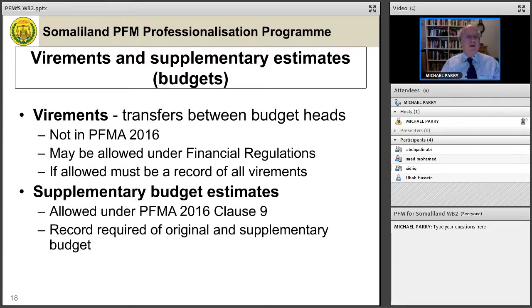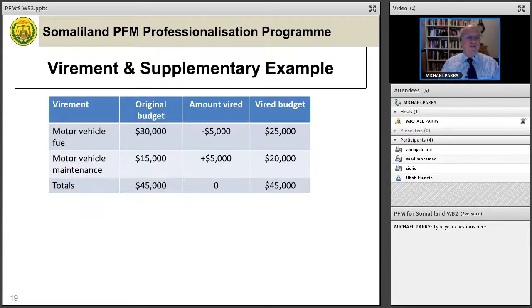What is in the PFMA 2016 in Clause 9 is that you can have a supplementary budget. You can have an additional budget, perhaps because of a new government, a new party voted into power, or perhaps because of some emergency that occurs. You must keep a record of both the original and the supplementary budget. Let's just look at those as an example.